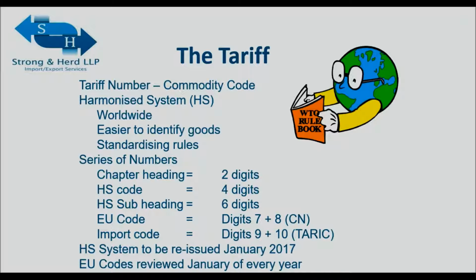The tariff doesn't stay the same, so commodity codes are assessed globally every 5 years, and we have a new issue of the harmonized system due, well, it's out now, but it will become in place in most countries in January 2017. So you do have to make sure you're keeping your numbers up to date.